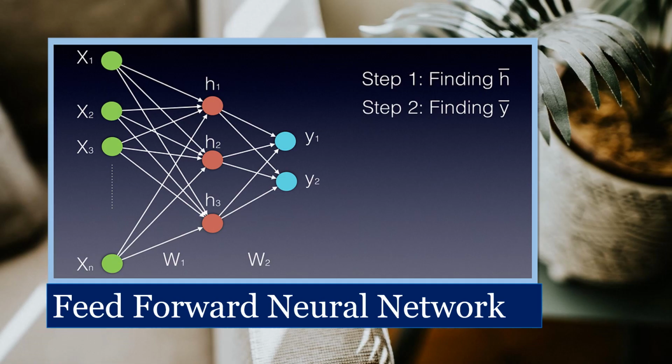Next comes the feed-forward neural network. So this feed-forward neural network is a type of neural network where the data flows from the input layer to the output layer in a single direction.